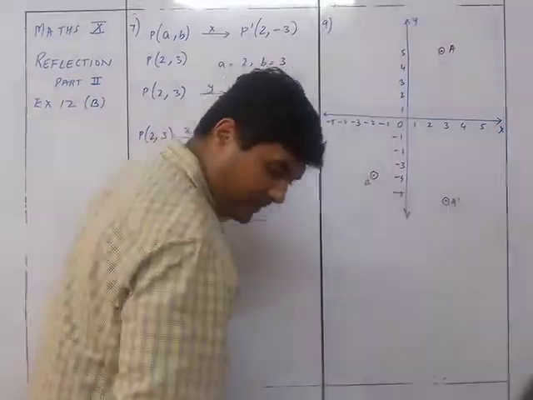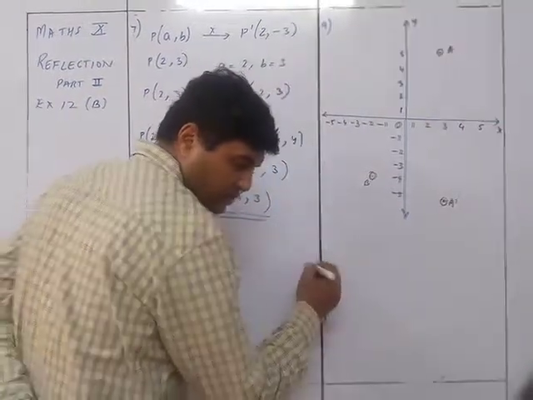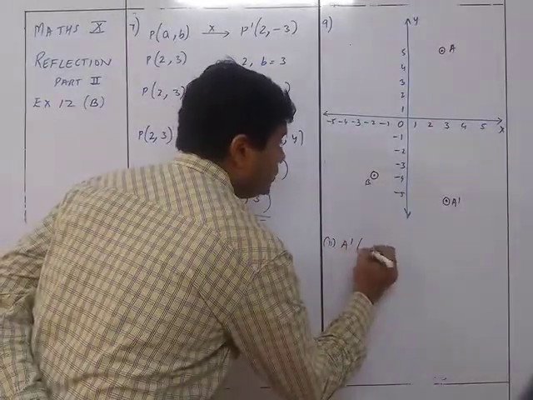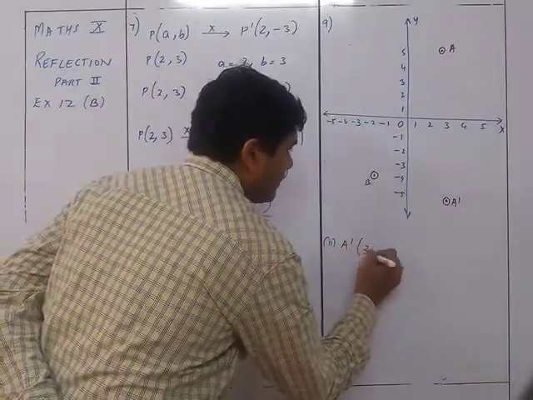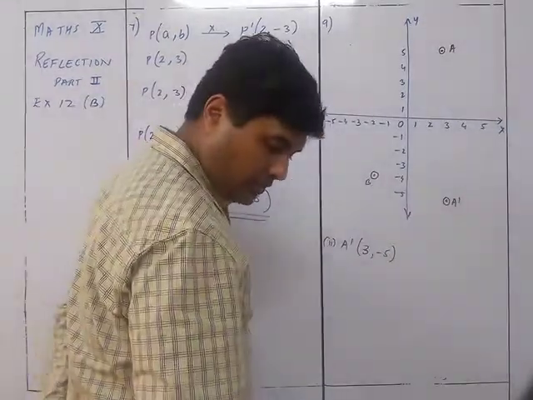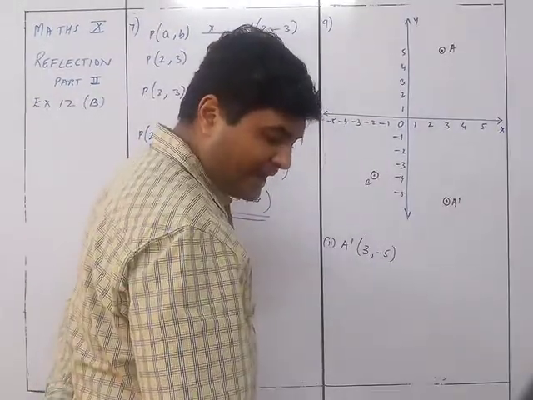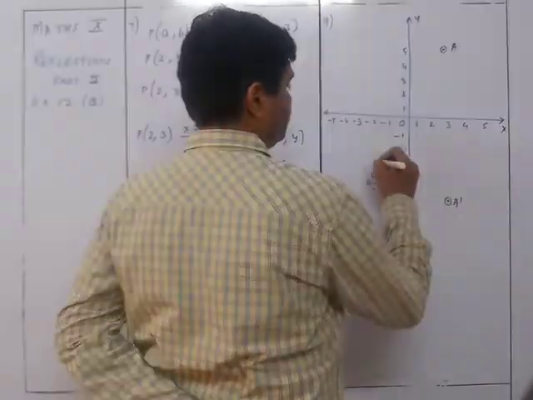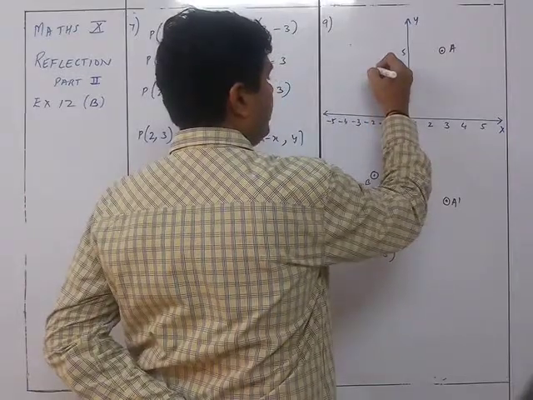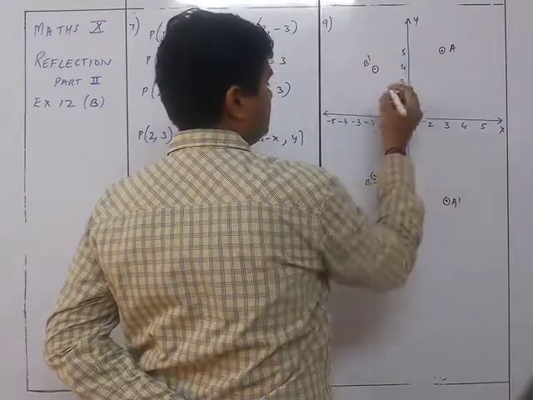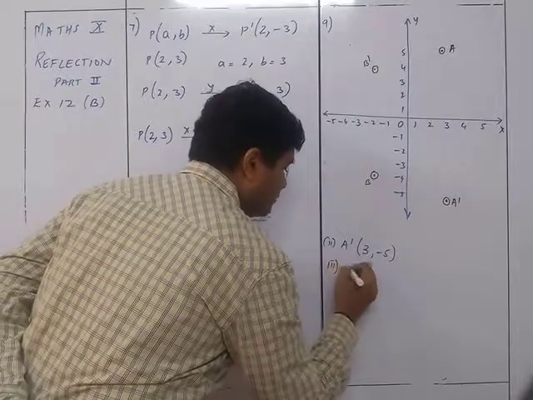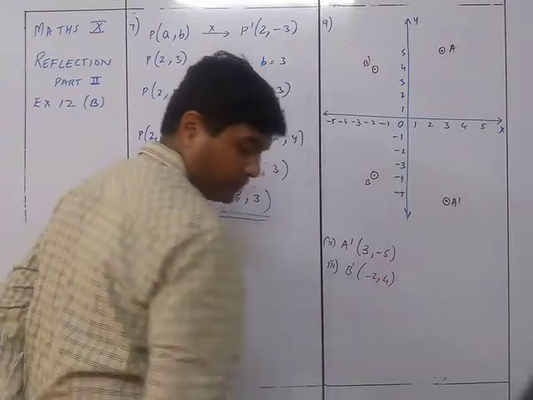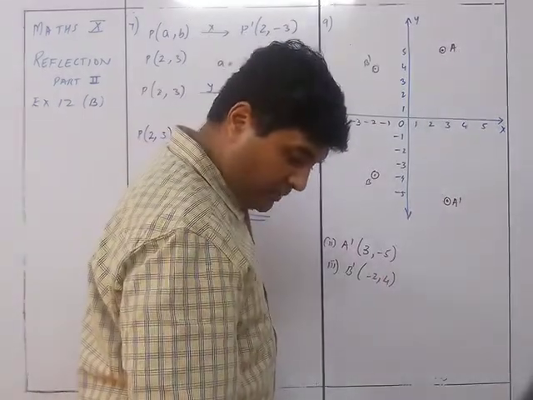So we need to write the coordinates. Yes, you need to write the coordinates. So we have the second point, A dash, equal to 3 comma minus 5. Second, B dash is the image of B when reflected by the y-axis. So this is reflected by the y-axis. This gives me a point here. This is B dash, and it is written as B dash is minus 2 comma 4.